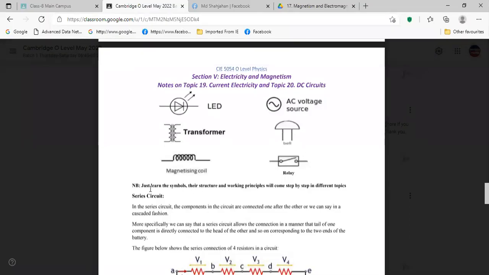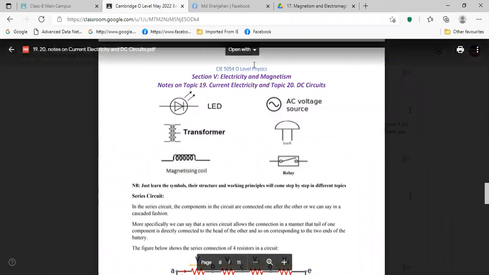The note is just learn the symbols. The structure and working principles will come step by step in different topics. Okay?